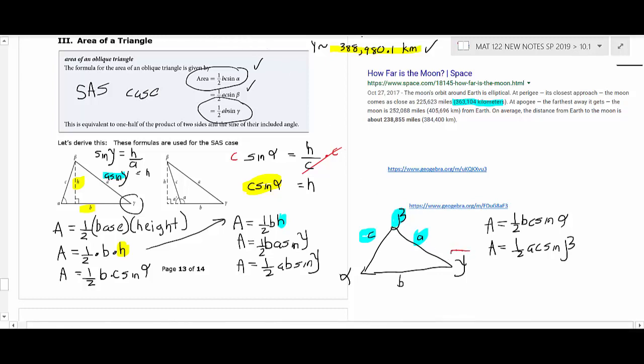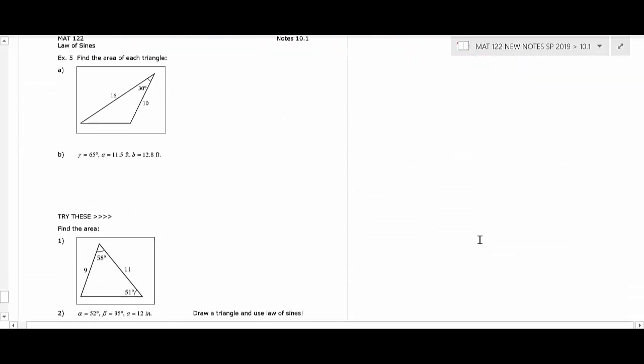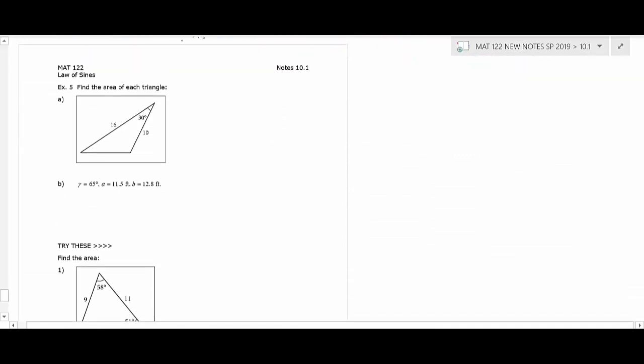If you were given this, this, and this, again a side angle side case, then the area is 1/2 AB times the sine of gamma. So it's just the side angle side case that you're given, and it's 1/2 the product of the two sides and the sine of the angle in between those two sides. That's where the formula comes from. The application of this is actually real simple. You don't even really have to look up these formulas.